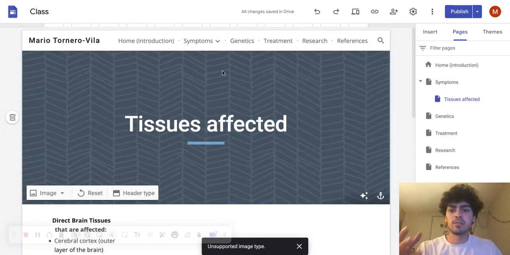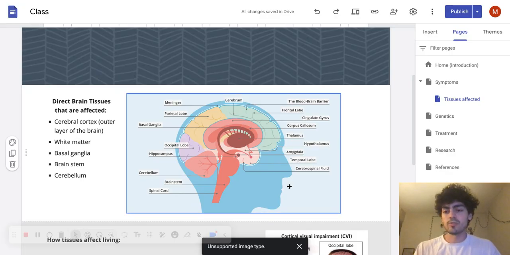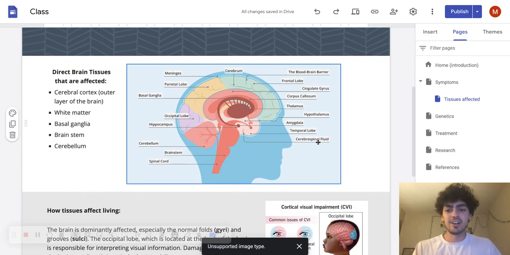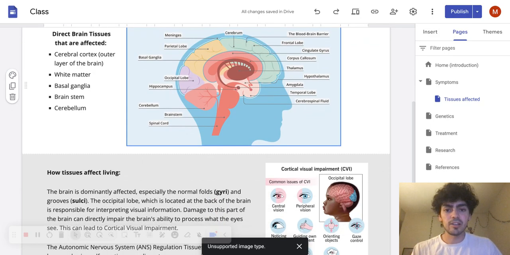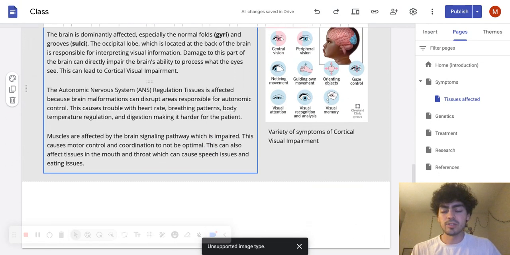Then from symptoms to tissues affected, I'm giving them a whole chart there so they can see what parts of the brain directly they are looking at. Going into more visuals.